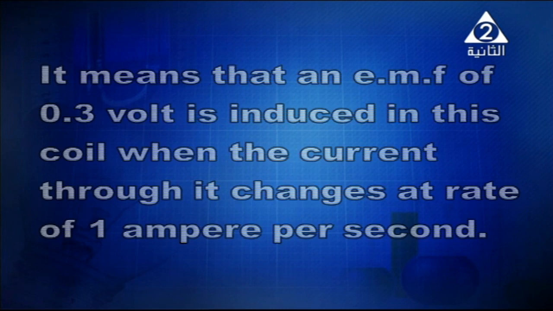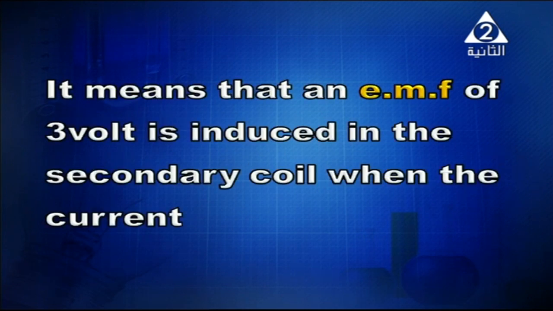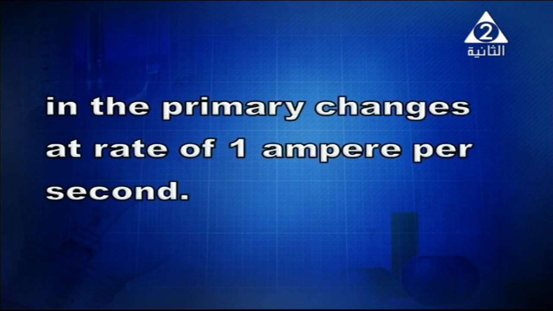What's meant by the mutual inductance of two coils is 3 Henry? 3 Henry, so an EMF of 3 volt is induced in the secondary coil when the current in the primary changes at a rate of 1 ampere per second.